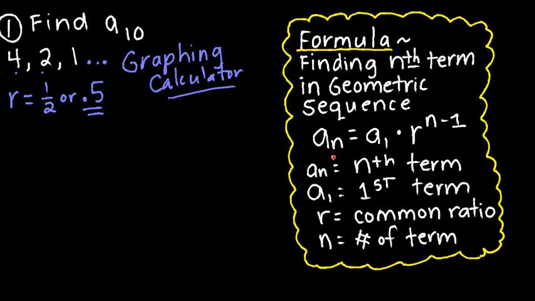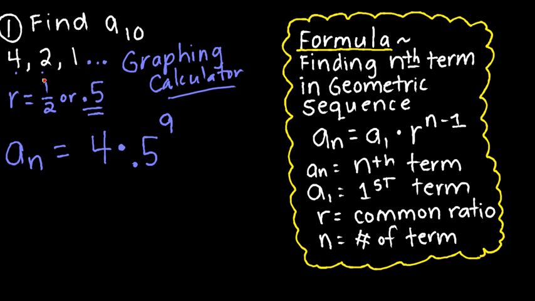So I'm going to fill this in. a sub n, that's what I'm looking for, is equal to my first term, 4, times r, or 0.5, with an exponent of n minus 1. Well, my n is 10. Since I'm looking for my 10th term, I want this exponent to be a 9.